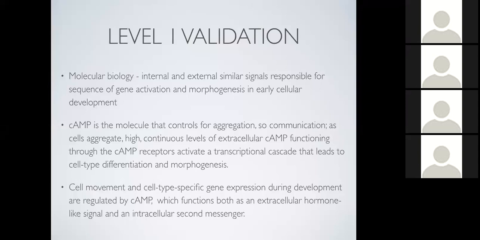I looked in molecular biology at this substance which is called cAMP, which is the substance that stands for signaling in genes. It is basically the molecule that controls the aggregation or the communication of how cells aggregate, and how the extracellular cAMP also helps genes exchange in a transcriptional cascade, and how they can differentiate, and how you can get even to morphogenesis in cells. Right? So there is cell movement and cell type-specific gene expression, which are being regulated by the cAMP signal, and we have data about the cAMP.